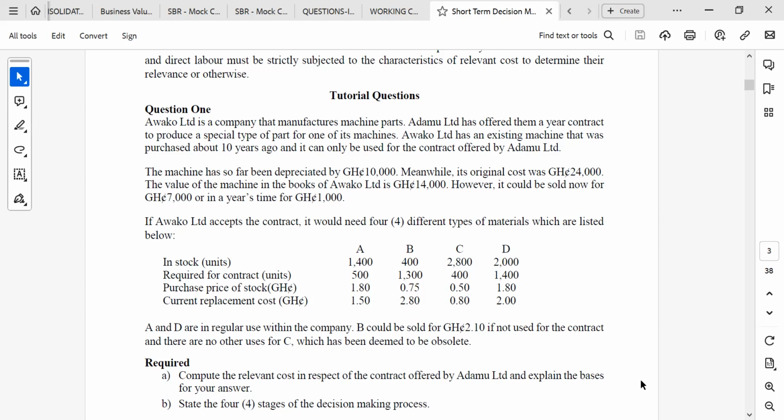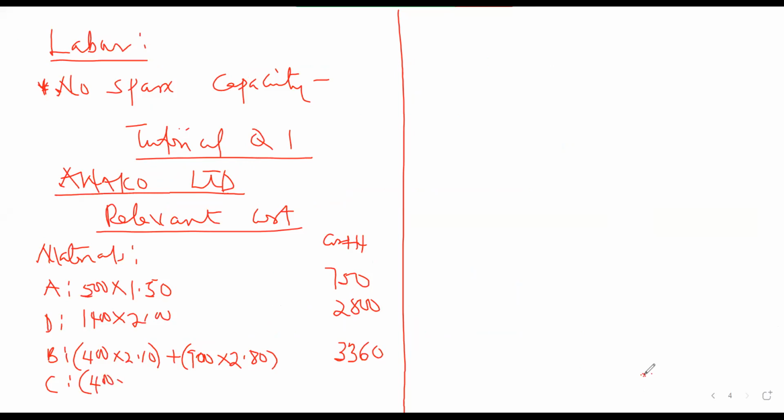We have 2,800, so we need 400. If you use the 400, are we going to incur any cost? No, because if you don't use it, they will be there and they will get spoiled. So the relevant cost for that is dash.